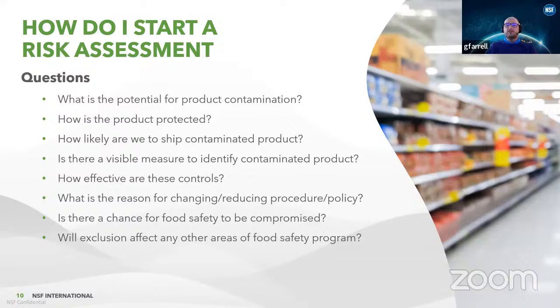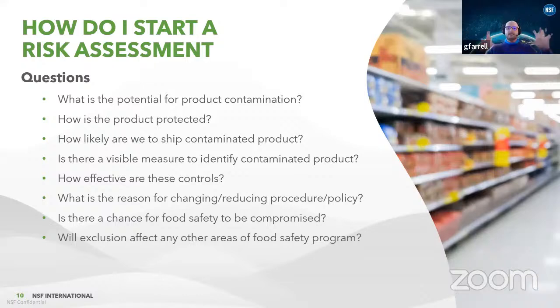The last two, and these are very important. Is there a chance for food safety to be compromised by doing this? Sometimes what we see in risk assessments is there a deviation. We're deviating from a best practice. We're deviating from an SQF code requirement, and we have to ask the question, is food safety compromised? Can it be compromised? The second part of that question is the very last one. These are very, very important. Will an exclusion affect any other areas of the food safety program?